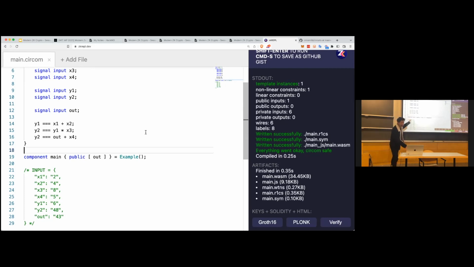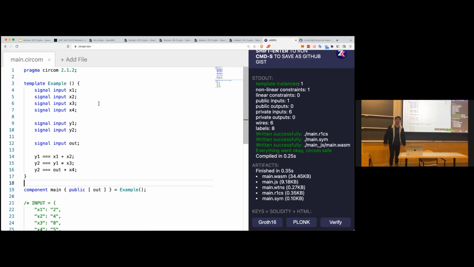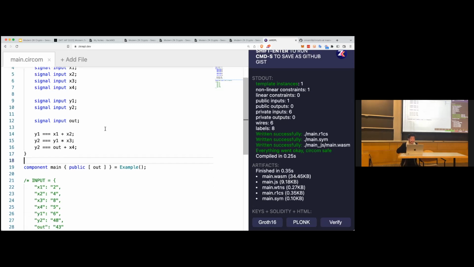zkREPL is compiling this constraint system into a set of protocol parameters, what's called the proving key and the verifying key. And then it's going to try to generate a proof for that specific input that it satisfies this constraint system. And finally, for good measure, what we can also do is write the version of the circuit that has the division instead of multiplication.